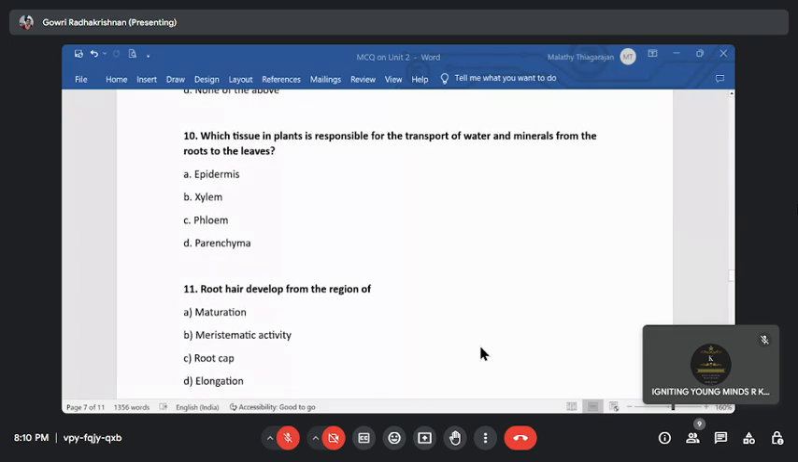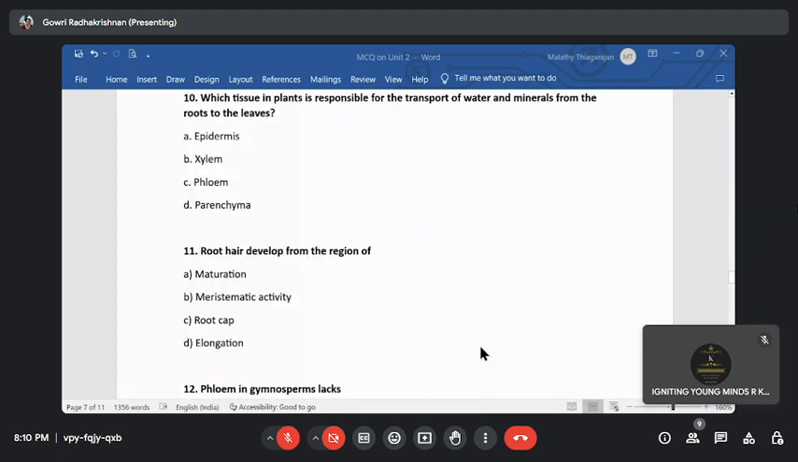Next. One second, children. One minute. Root hair develops from the region of Option A, ma'am. Option what? Maturation. Option A, maturation. Yes, correct.